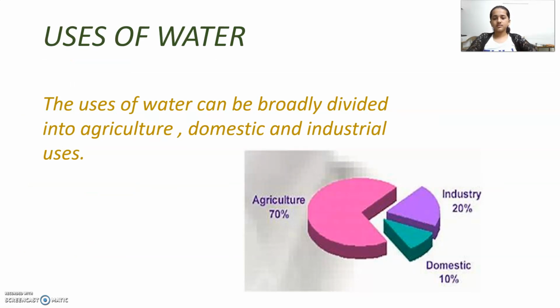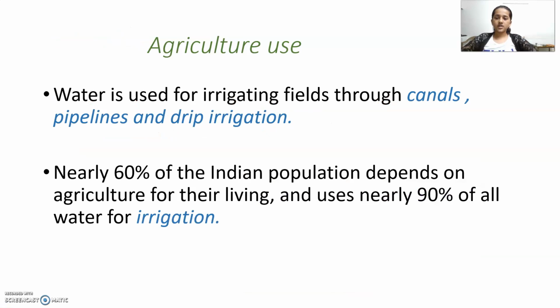Uses of water. The uses of water can be broadly divided into agriculture use, domestic use, and industrial use. Agriculture use. Water is used for irrigating fields through canals, pipelines, and drip irrigation. Nearly 60% of the Indian population depends on agriculture for their living and uses nearly 90% of water for irrigation.